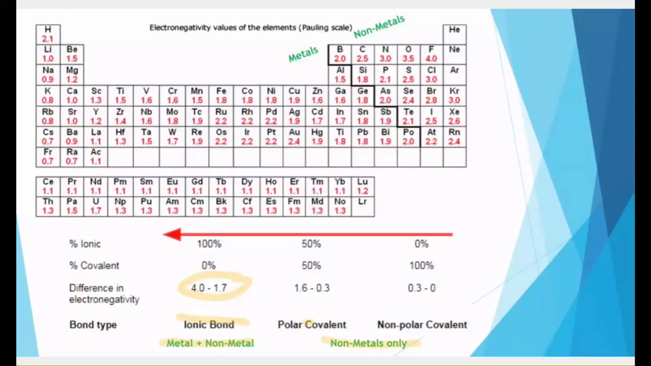Then if we have nonmetals only forming our compound, that's a covalent compound. And technically there are 2 different types of covalent. We'll get into that difference and how to tell polar from nonpolar next unit. But just keep in mind there are different types of covalent compounds, but they're all always made up of nonmetals only. The difference between them comes down to the electronegativity difference.